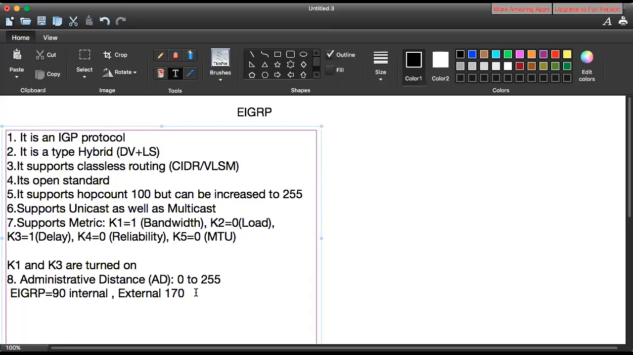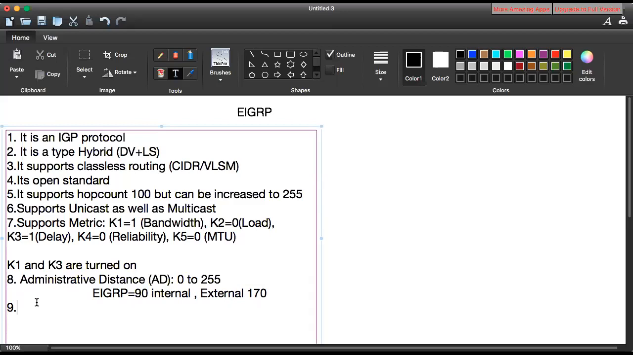BGP. Sorry, can I ask something? Go ahead, please. What's the difference between internal and external EIGRP? That's something we'll discuss later, but as of now, internal is only EIGRP-originated routes. External is the routes coming from outside, from a different protocol, redistributed routes and all. We'll discuss them later.